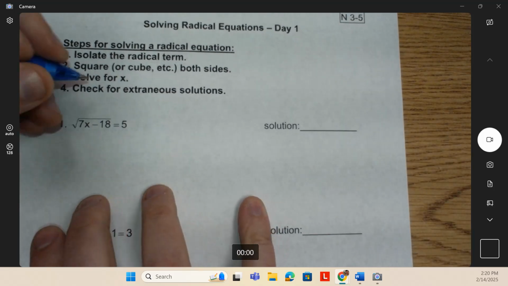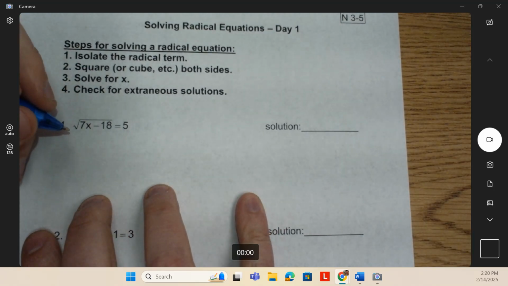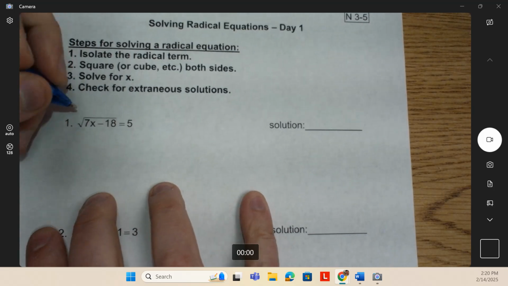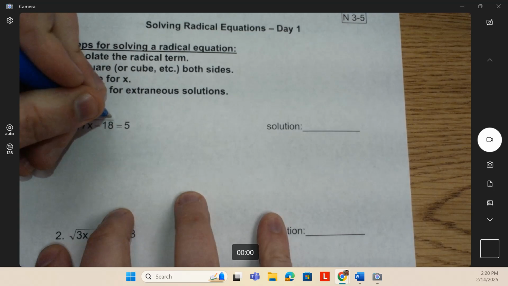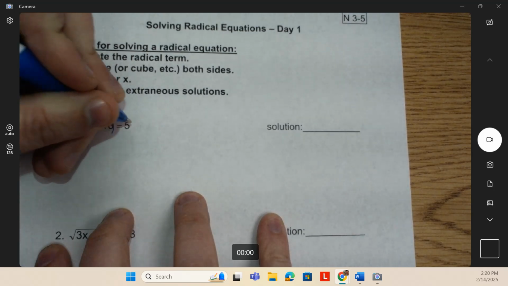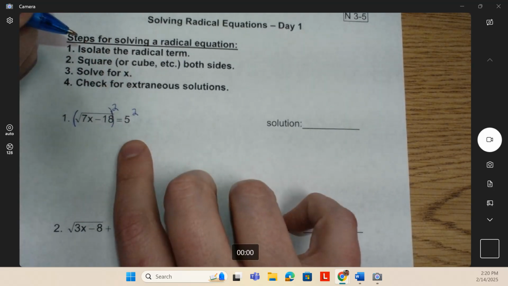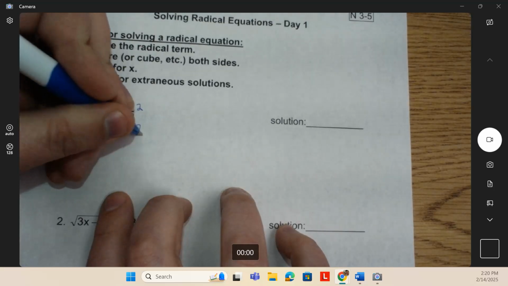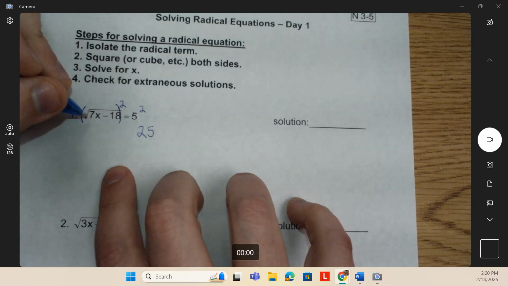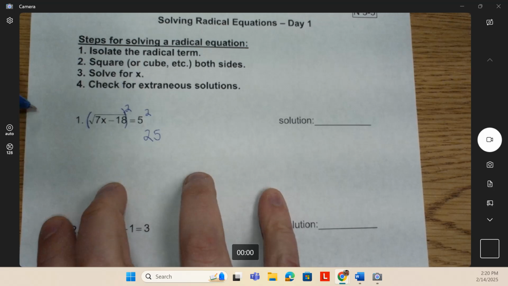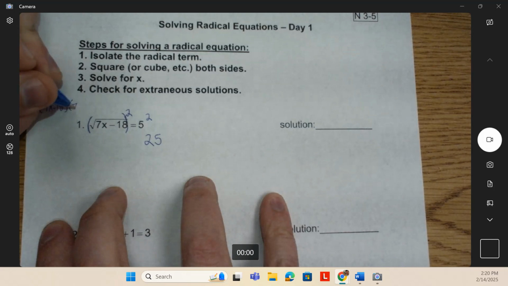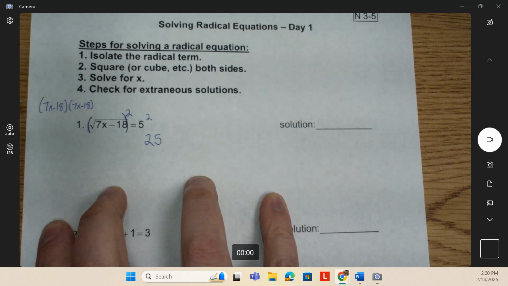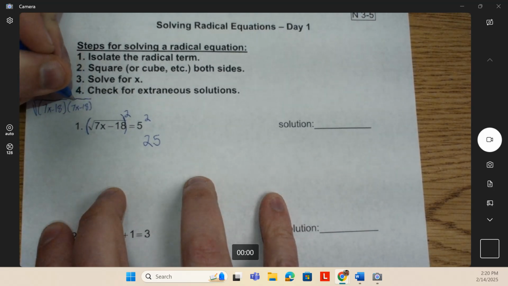So just remember when we're squaring something, it's basically saying, for number one, for instance, if I'm going to square the square root of 7x minus 18 and square 5, squaring 5 is just 5 times 5, so 25, we know that. But when I'm squaring the square root of 7x minus 18, it's like I'm saying 7x minus 18 times 7x minus 18, and then that's part of the square root.